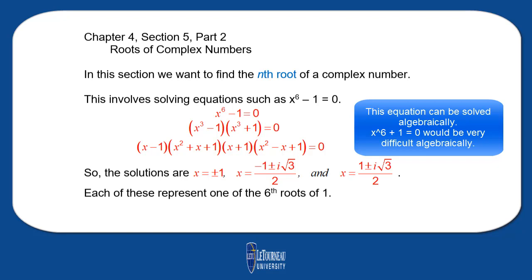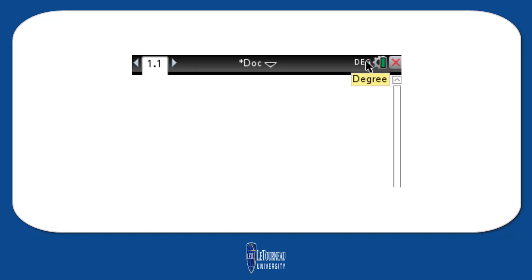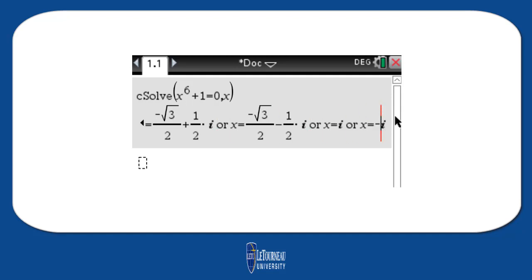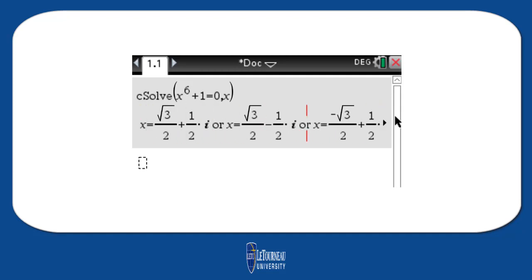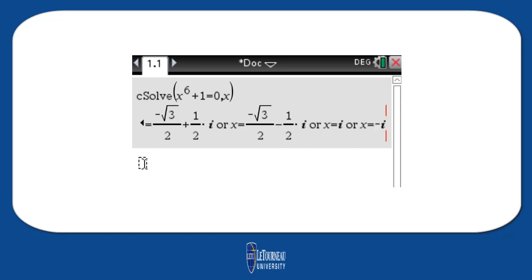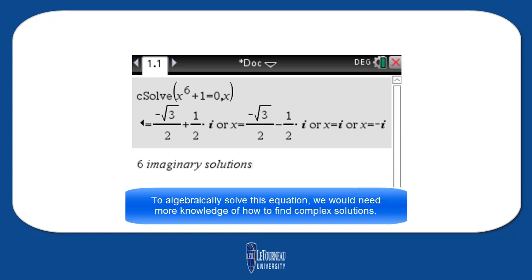However, x to the sixth plus 1 equal to 0 would be very difficult algebraically because it doesn't factor very well. Let's look at the calculator though, because the calculator would solve x to the sixth plus 1 equals 0. Notice the C solve, that means we want complex solve. We're scrolling over so that you can see all of the solutions, and there are 6 of them. It's kind of hard to follow, but basically we have 6 imaginary solutions.